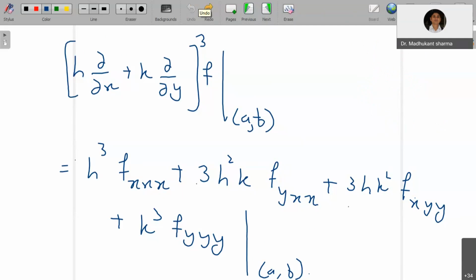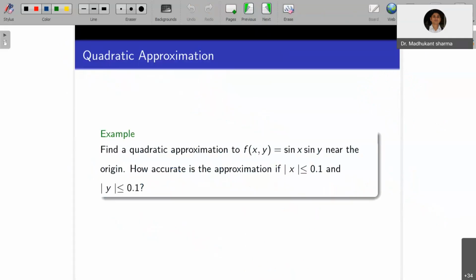Now, let's find out one problem attached with this Taylor's formula, which will lead to the quadratic approximation for a certain function, f of (x, y) equals sine x into sine y. It is sine x into sine y. Find a quadratic approximation to f of (x, y) near the origin. So you are talking about near the origin.